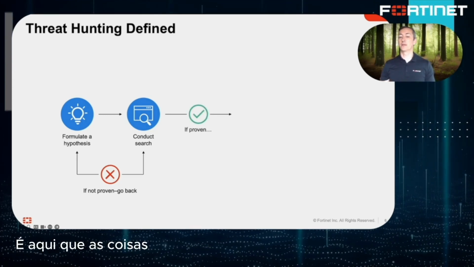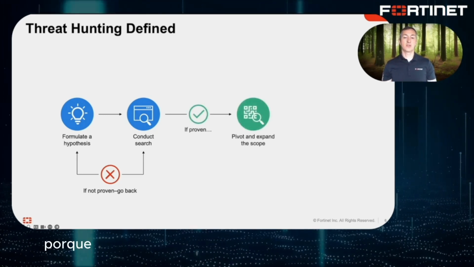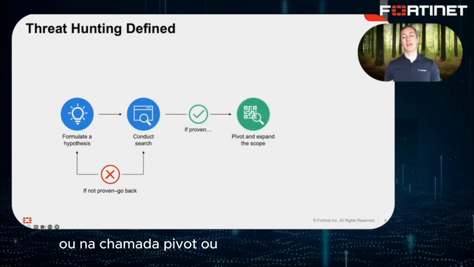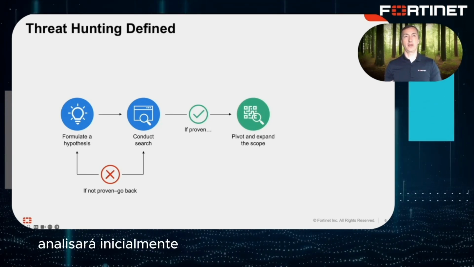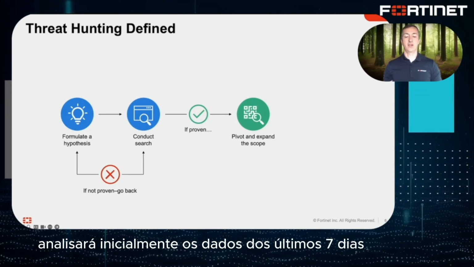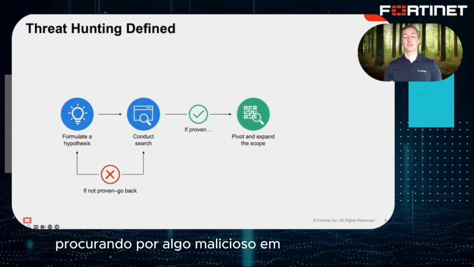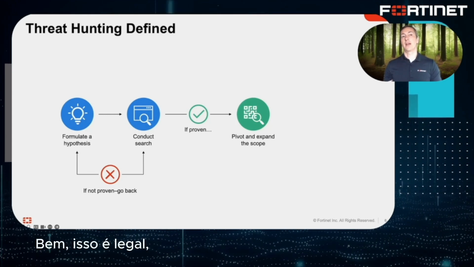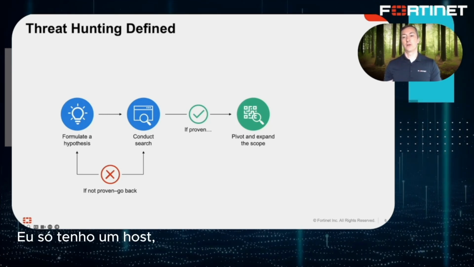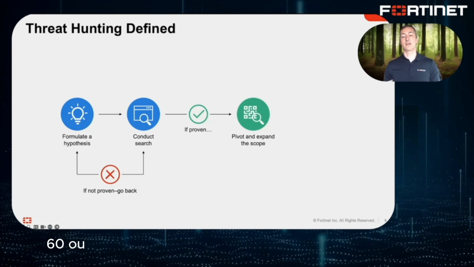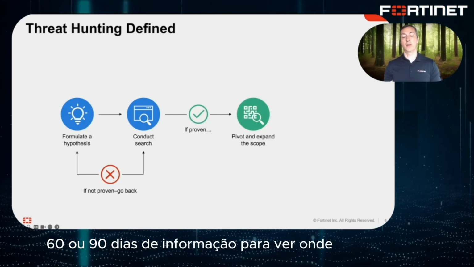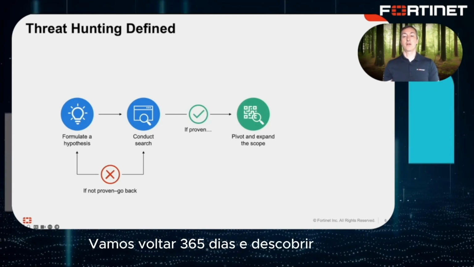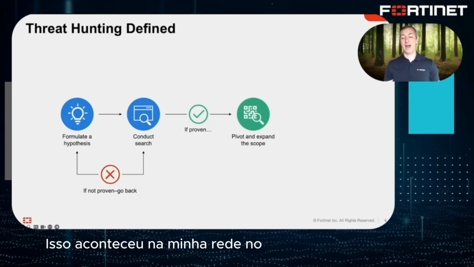This is where things get a little more interesting because we really want to take the information and pivot or expand the scope. We may initially be looking at the past 7 days of data, looking for something that is malicious in a network, right? Or going to a bad destination IP address. Well, that's great. It happened in the last 7 days. I only have one host. Well, let's look at the last 30, 60, or 90 days of information to see where it hits. Or even go back further. Let's go back 365 days and figure out, did this happen in my network over the past year?